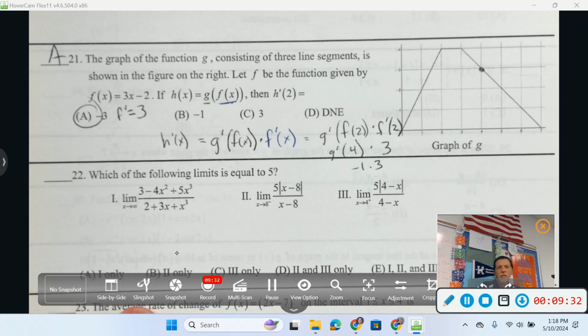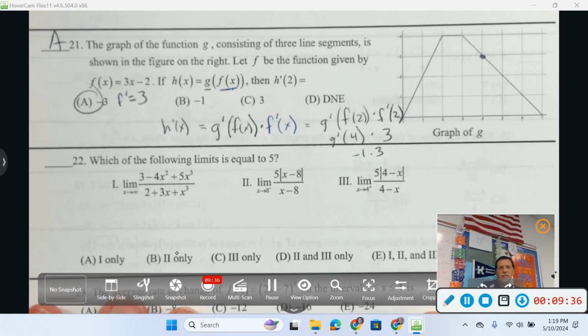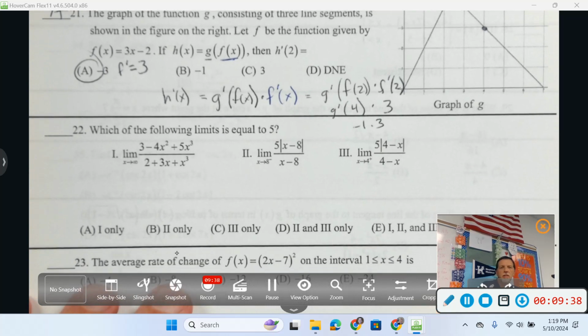A lot of pieces to that one. Chain rule with a function and with a graph, with an equation and a graph.